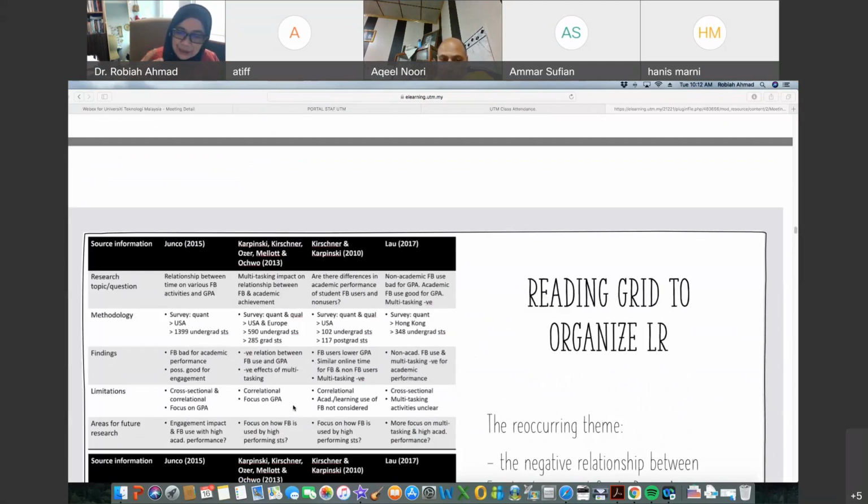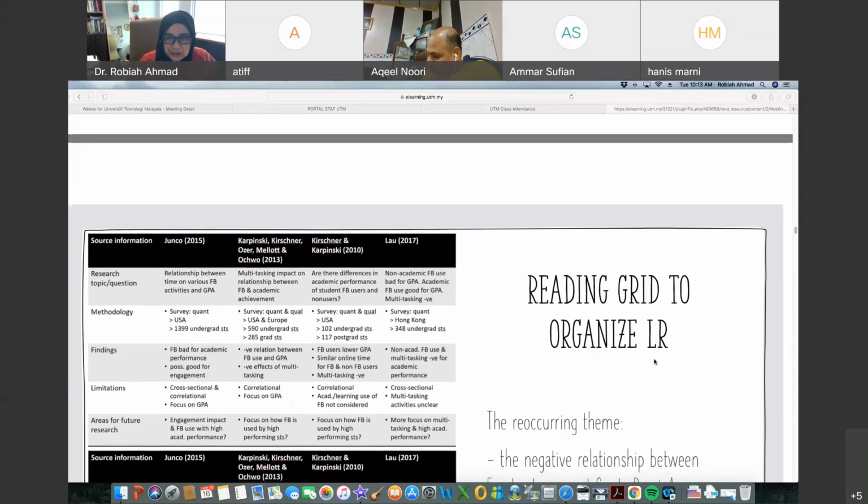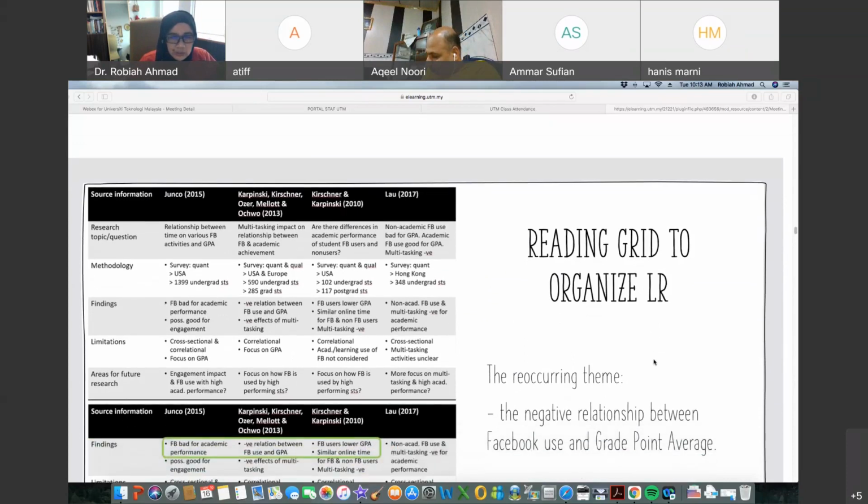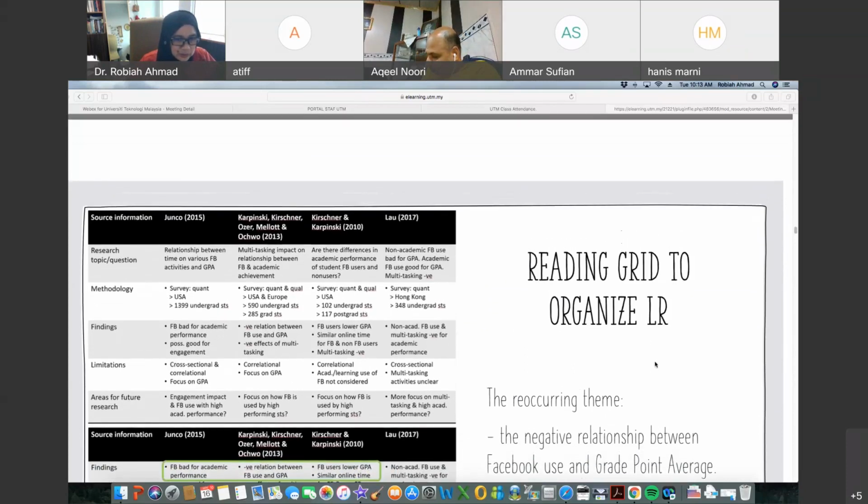Sometimes, like I shared with you my graph just now, the figures just now, how I organize my literature based on the topics. Okay, so sometimes we have subsections in your literature review. So you want to do some comparisons. We call it a reading grid to organize the literature review. So for example, this author shares with us.